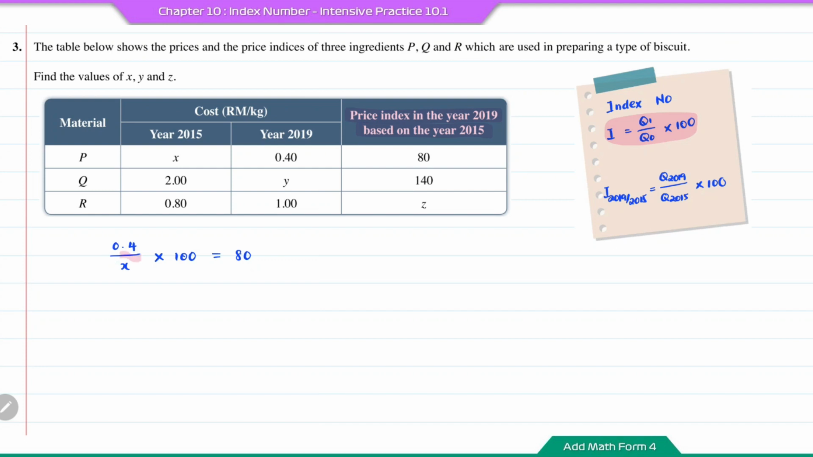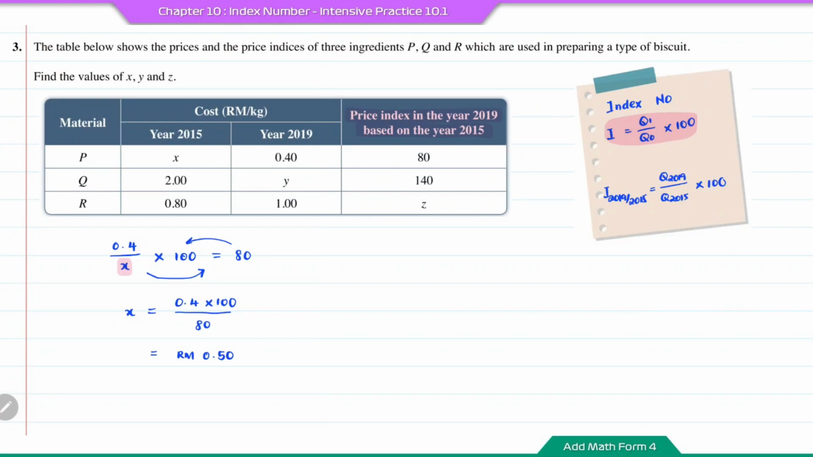To find the X, I'm going to move the X to the right hand side, whereas this 80 to the left hand side. Therefore, X will be 0.4 times 100 divided by 80. The answer will be 0.5. As the X refers to the cost, which is the price, we must put the unit of RM and 2 decimal places for the answer which involves the price.